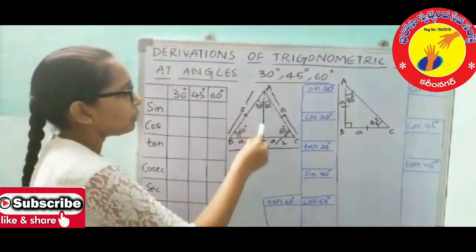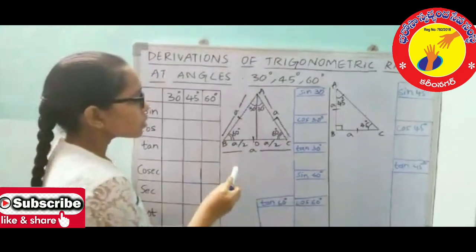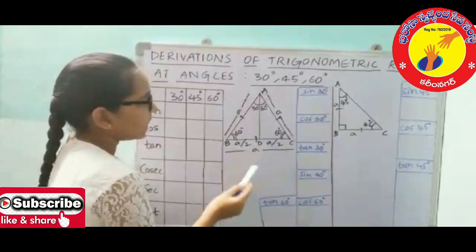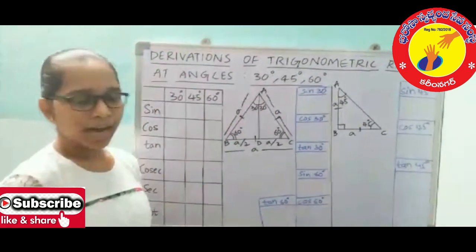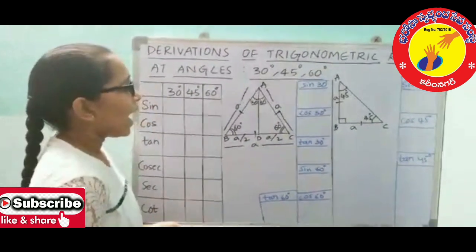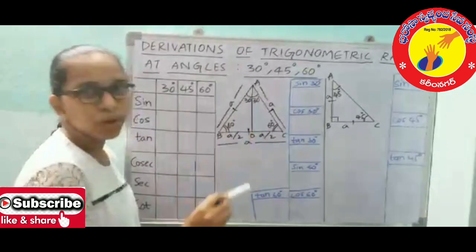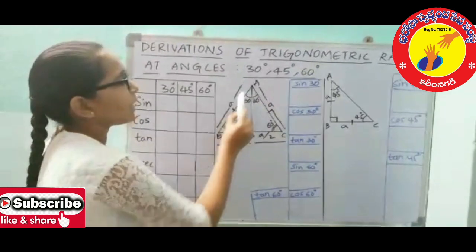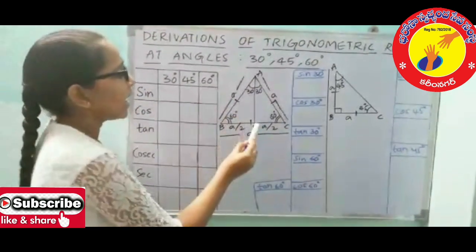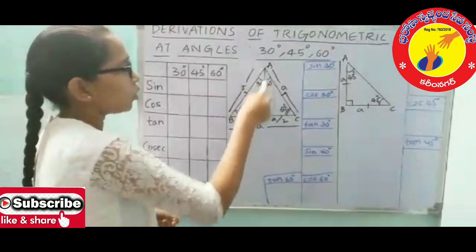Now I have drawn a median from A to the base BC. So here the median AD divides BC into two equal halves. So we get BD and DC equal to A by 2. And this also divides angle BAC into two equal halves. So angle BAD is equal to 30 degrees and angle DAC is equal to 30 degrees. Now let's find out the value of AD.